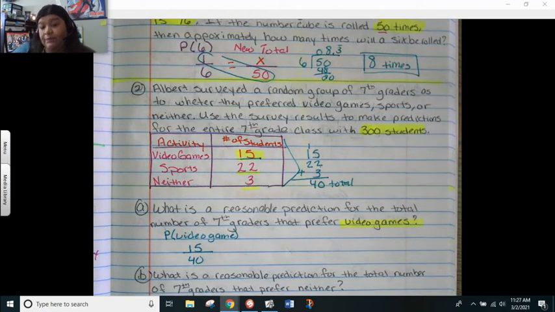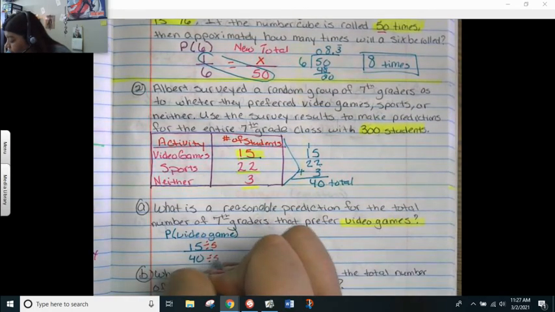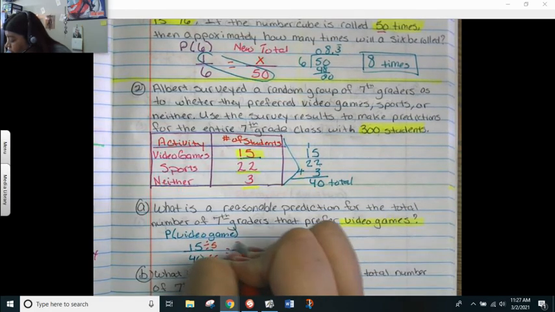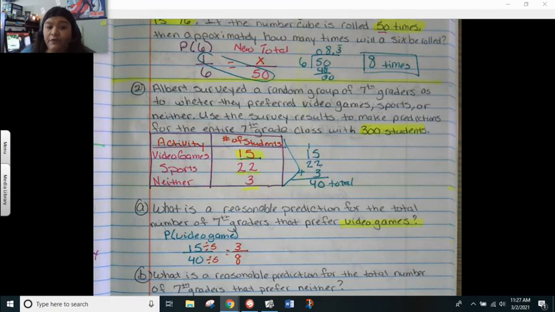Now, if you want to simplify this, which I really would before I get into the proportion part with the 300 students, I would definitely do that. So I'm going to go ahead and simplify this by 5. And that'll give you 3/8. So the probability of getting video games from the table is 3 out of 8.